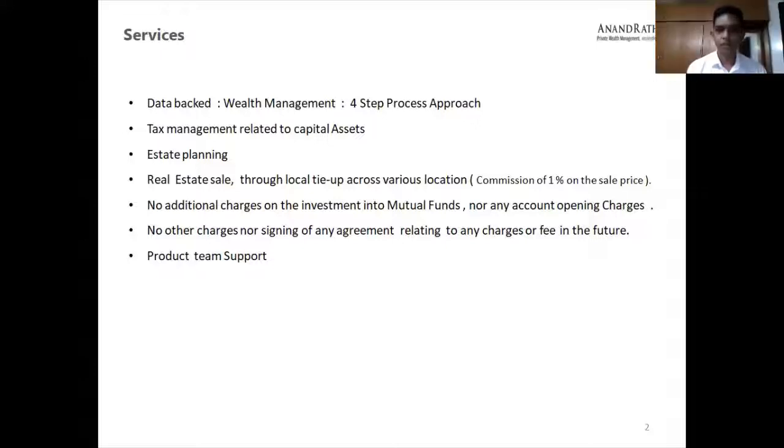So these are a few of the services that we offer, sir. Our primary objective is with regards to wealth management. Our wealth management process is split into 4 different processes. First, we set up an objective, identify a strategy, implement the strategy, and monitor the direction. So monitoring the direction is the most important aspect, sir.